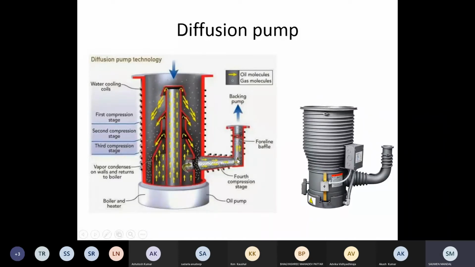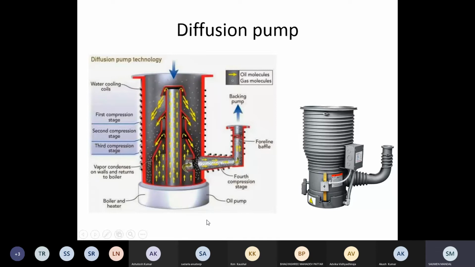Okay. So there is continuous evaporation and condensation of the oil, and those oil molecules adhere to the gas molecules and carry them away, doing the suction. This is how it looks. And in this diffusion pump, the problem is that at the bottom there is a heater, so you have to handle it very carefully. The heater should not overheat, and there should not be coil burning or these things.